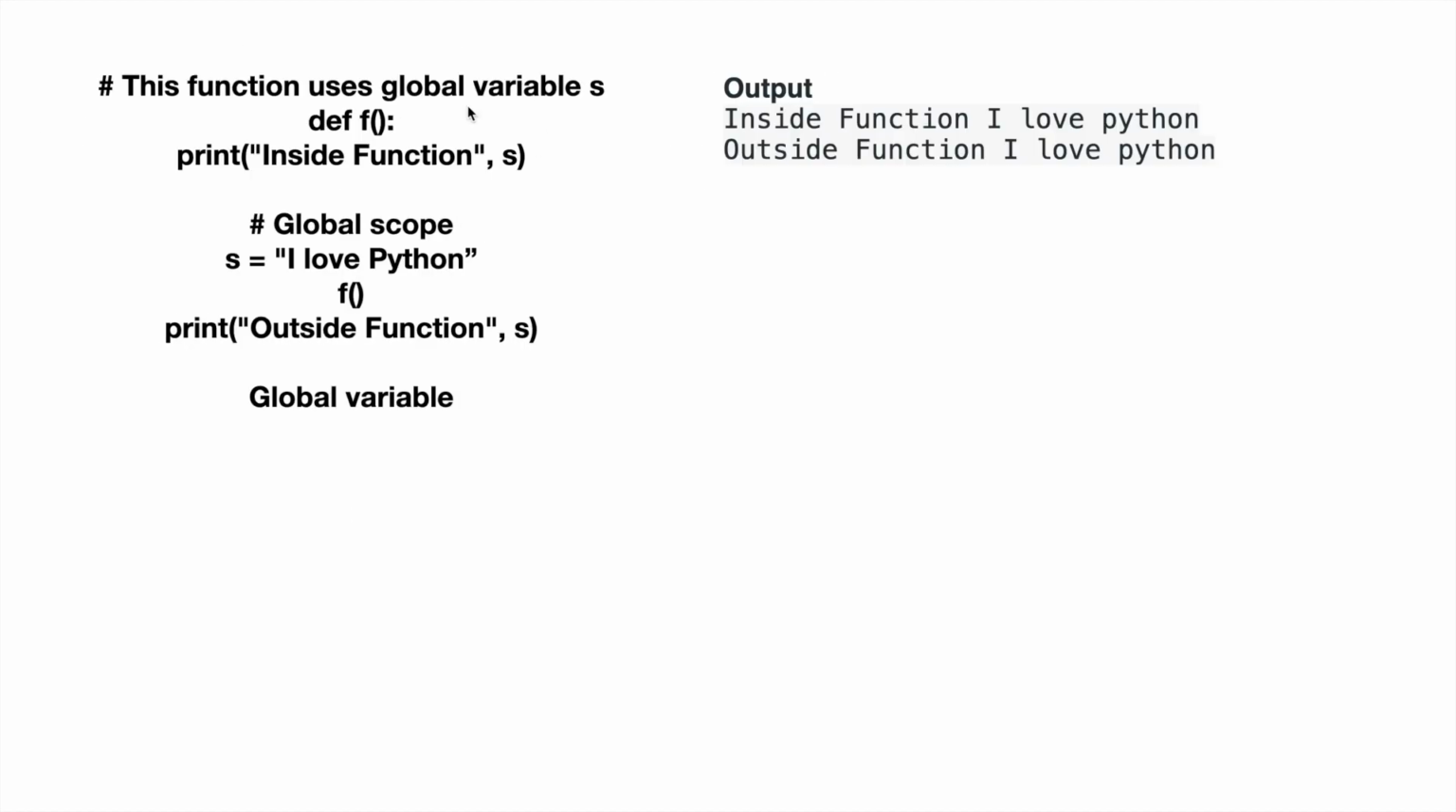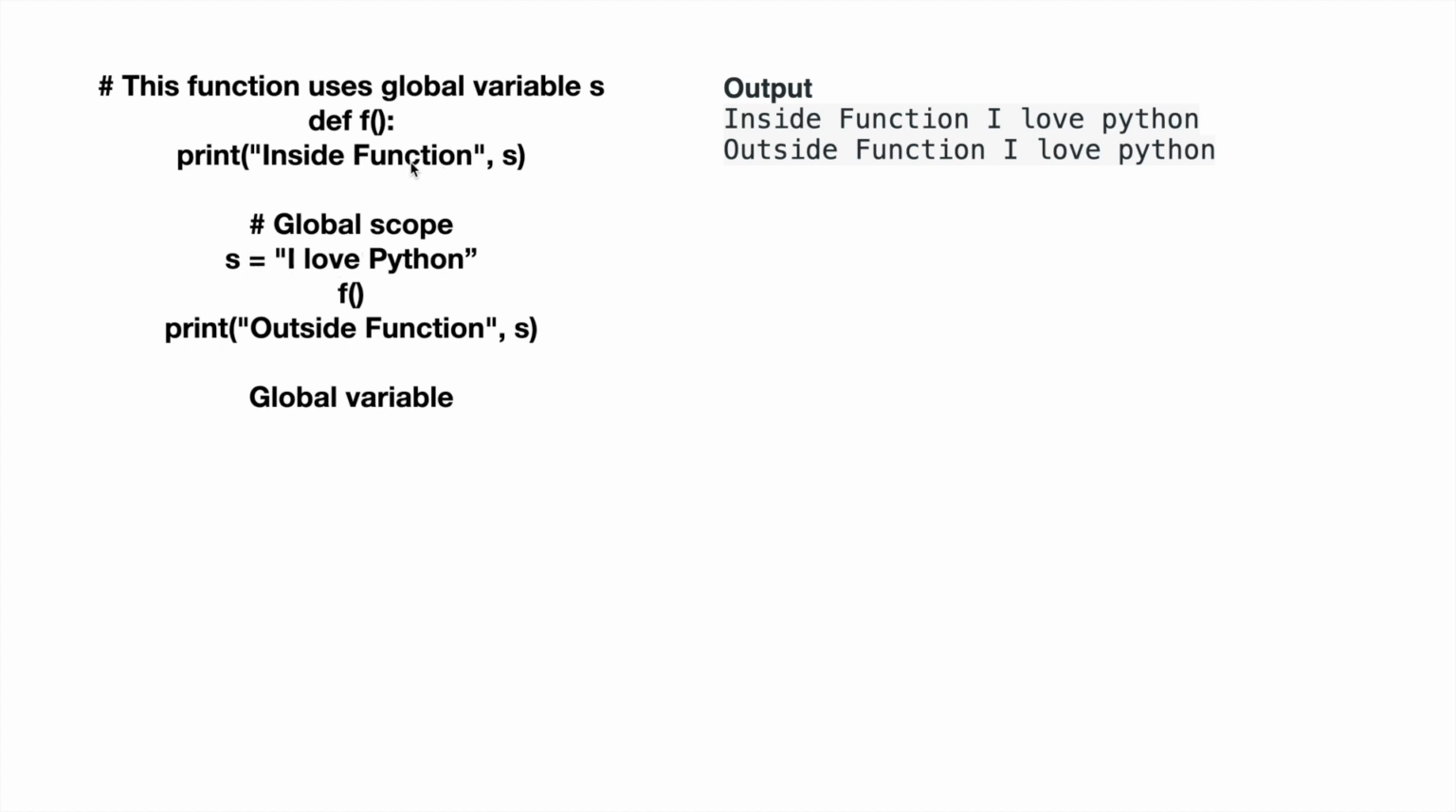So this is the example for global variable. This function uses a global variable, for example, s. You are defining the function f, which prints s inside the function. Here s is equal to "I love Python". Then, outside the function, you are printing s. So you're printing s inside the function and also outside the function. See, this is the example for the global variable.